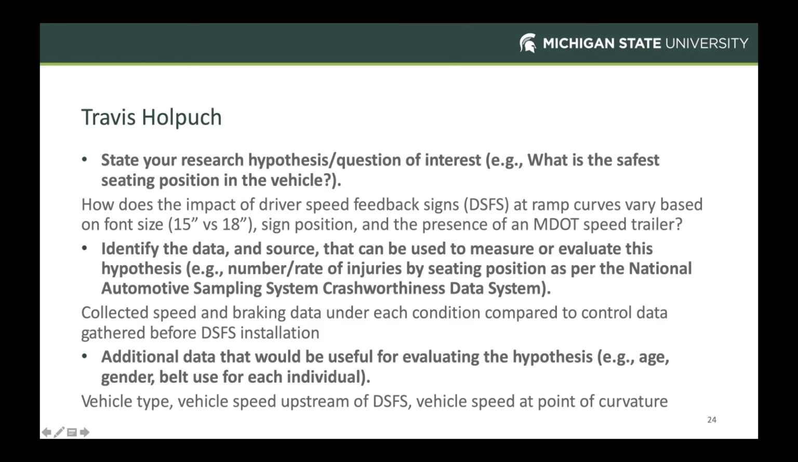We collected speed and braking data under all of these conditions this past summer and fall. For the additional data, we collected the vehicle type and then tracked vehicles as they traveled through the ramp. We collected the vehicle speed, I think around 850 feet upstream of the sign, and then one at the point of curvature.